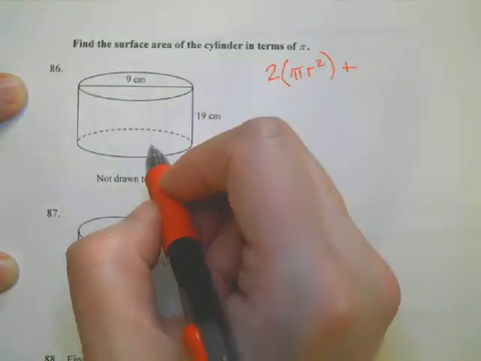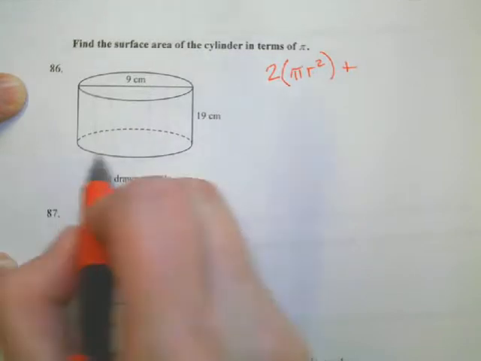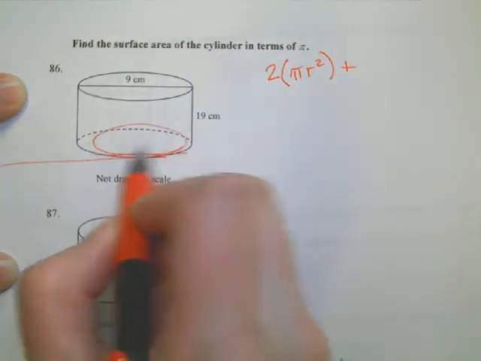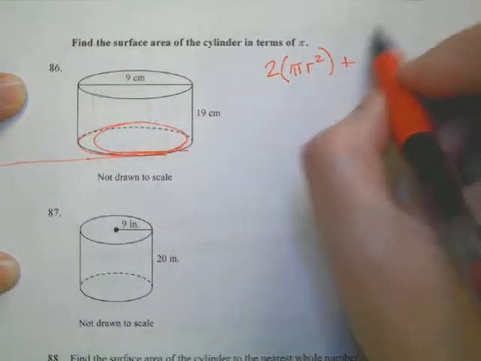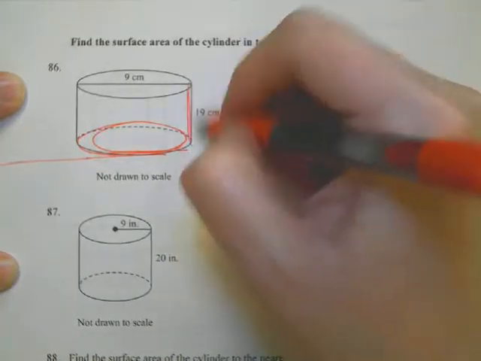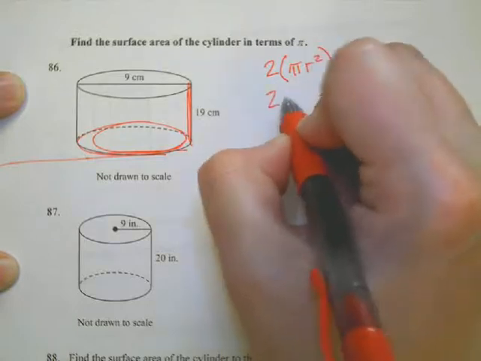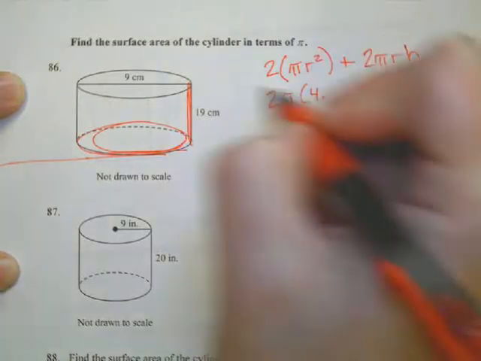Okay, so we have circumference, 2 pi times r. And then the height of that rectangle is the height of the can. So, all of our information is given to us here. They give us a diameter of 9, which means our radius is 4.5. So I have 2 pi times 4.5 squared plus 2 pi times 4.5 times the height of 19.